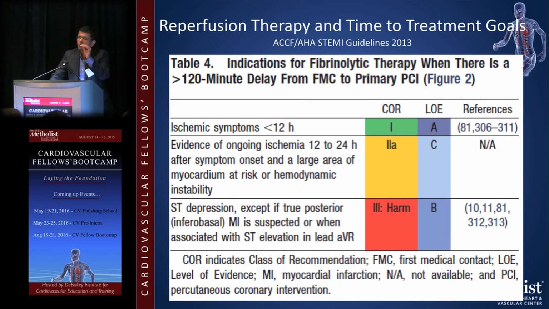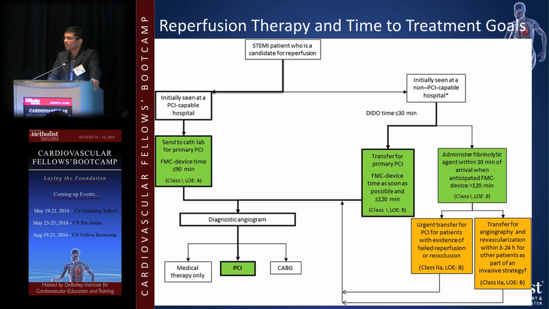Then for fibrinolytic therapy, if the patient first arrives at a hospital that cannot do primary PCI, then you have an option to transfer or give them thrombolytics. If you transfer the patient and you cannot get the PCI performed within 120 minutes of first medical contact, then it's preferable to give these patients fibrinolytic therapy. It's a class 1 recommendation. So if anything you have to take out of this talk, take this table.